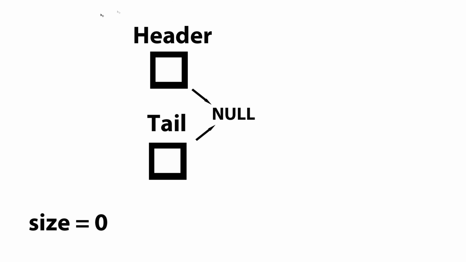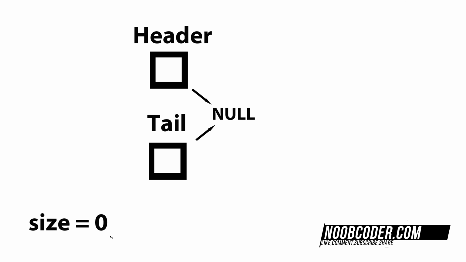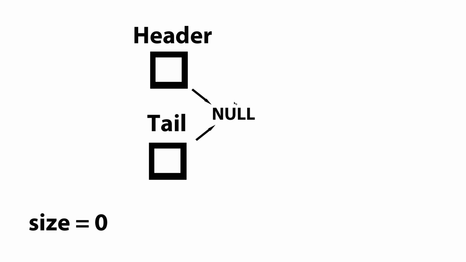So within here, we have a case 1 situation. Header and tail are both equal to null, and we have a size that's equal to 0. The first step to prepending is to test whether or not our doubly linked list is empty. If header is equal to null, or if size is equal to 0, we know that it is an empty list.